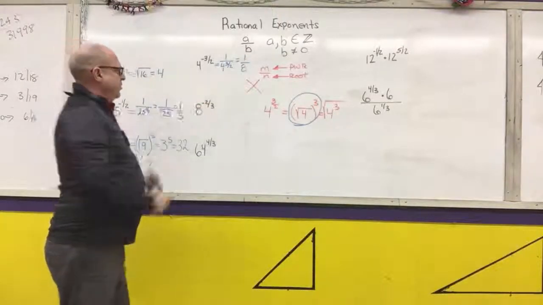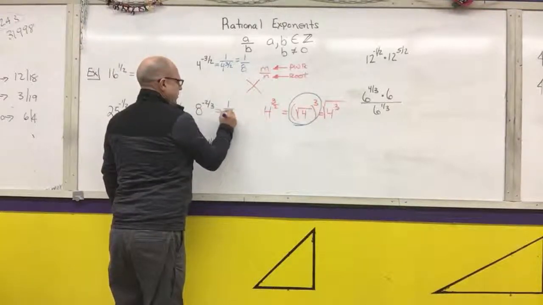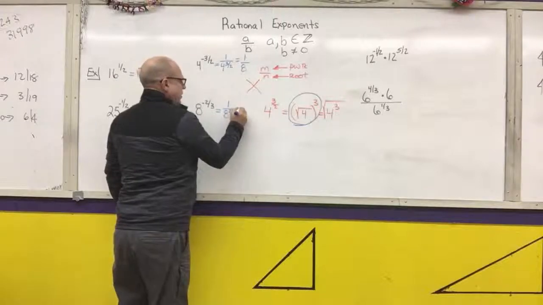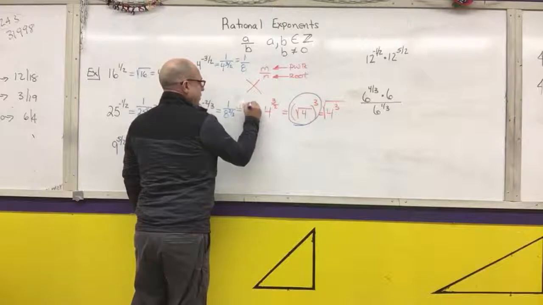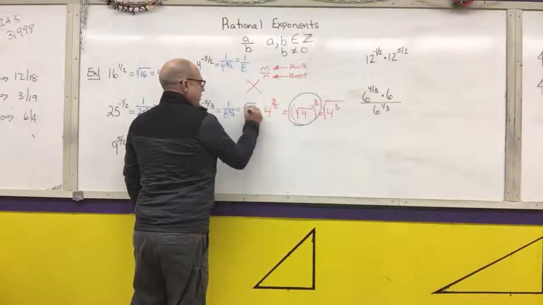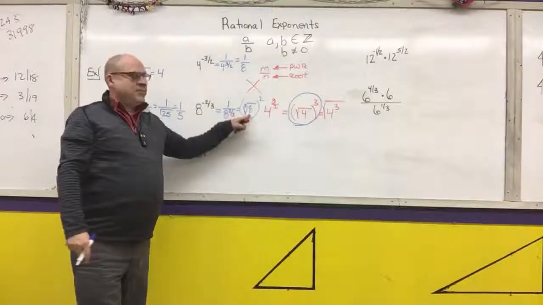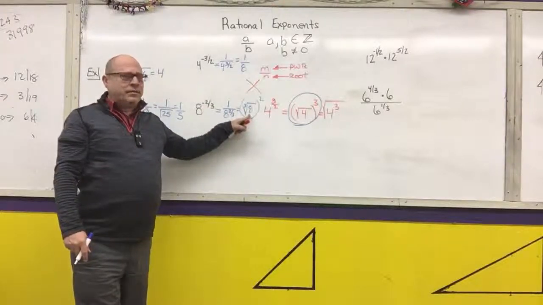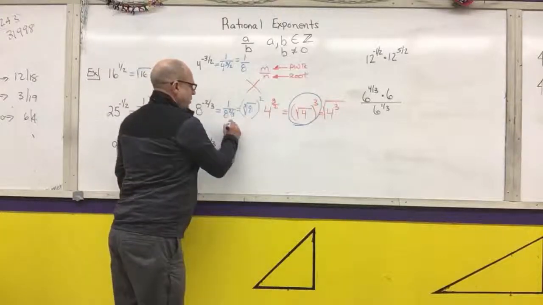8 to the negative 2/3 is 1 over 8 to the positive 2/3. This says to take the cube root of 8 and then square it. What number times itself 3 times is 8? And that would be 2. And then 2 squared is 4.